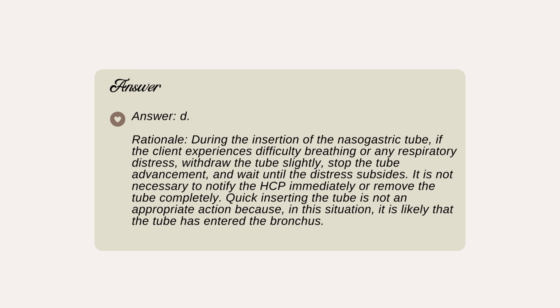Answer: D. Rationale. During the insertion of the nasogastric tube, if the client experiences difficulty breathing or any respiratory distress, withdraw the tube slightly, stop the tube advancement, and wait until the distress subsides. It is not necessary to notify the HCP immediately or remove the tube completely. Quickly inserting the tube is not an appropriate action because, in this situation, it is likely that the tube has entered the bronchus.